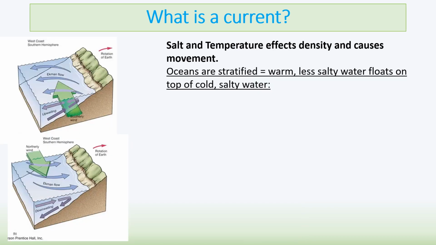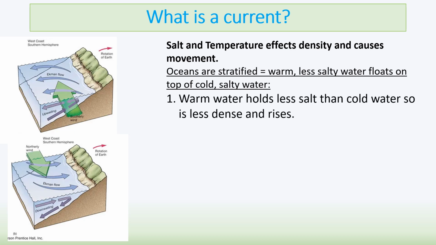So how do currents work? Well, basically salt and temperature are the two abiotic factors that affect this, because they affect the density and cause movements. So we say that the oceans are stratified. What that means is we have generally two layers of water. We have warm, less salty water that floats on top, and underneath is cold, more salty water. Basically they work because warm water will hold less salt than cold water, so it's less dense and it rises. Cold water is more dense because it holds more salt and it will sink.